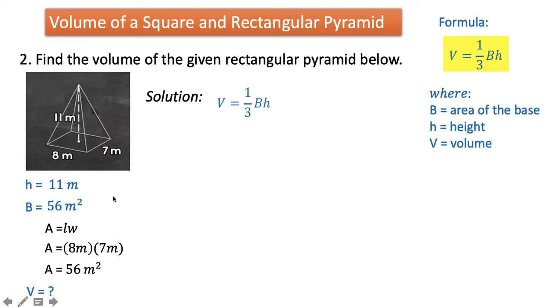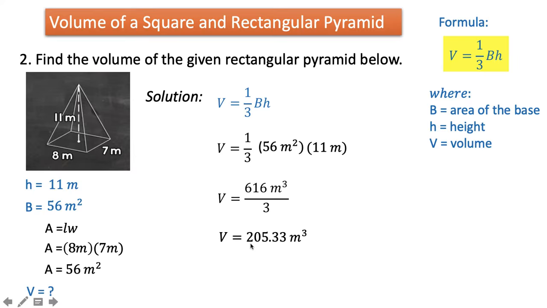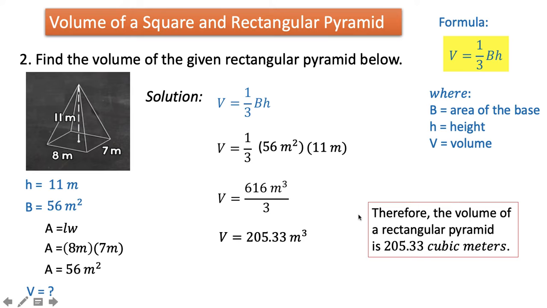After laying down the given, write the formula, write down 1/3, then the area of our base here is 56 meters squared. The height is 11 meters. We will multiply 1 times 56 times 11, and this gives us 616 meters cubed. Then write down 3. Finally, 616 divided by 3 is 205.33. Write down the unit, meter cube. So our answer is, therefore, the volume of the rectangular pyramid is 205.33 cubic meters or meters cubed.